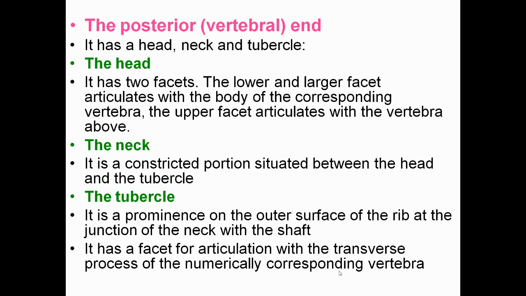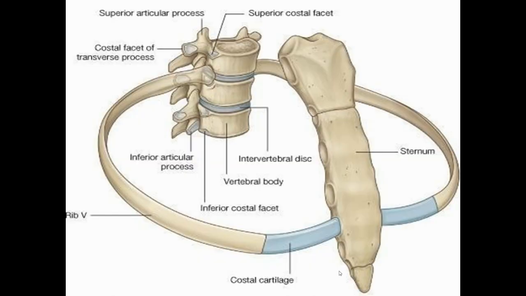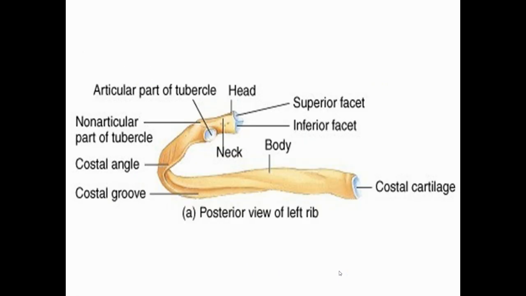The neck is a constricted portion situated between the head and tubercle. And the tubercle is a prominence on the outer surface of the rib at the junction of the neck with the shaft. It has a facet for articulation with the transverse process of the numerically corresponding vertebra. We can see here, this is the rib. There is the anterior and posterior end.